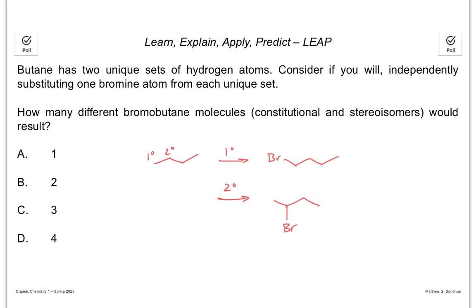So if we do it for the secondary, we can say, yes, that is a stereocenter. We have a methyl group, a hydrogen, a bromine, and then this ethyl group. So I'm going to use this nomenclature here, this star, to indicate that's a stereogenic carbon, meaning that it can be the R or the S. So we would end up with 3 different bromobutanes total through that analysis.